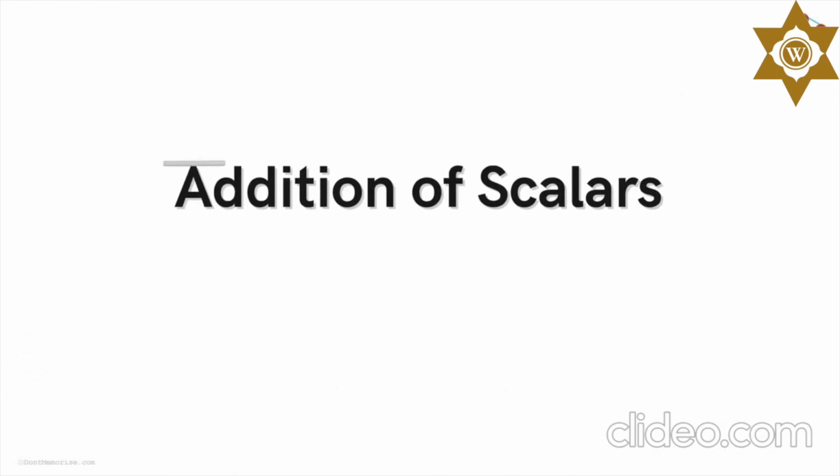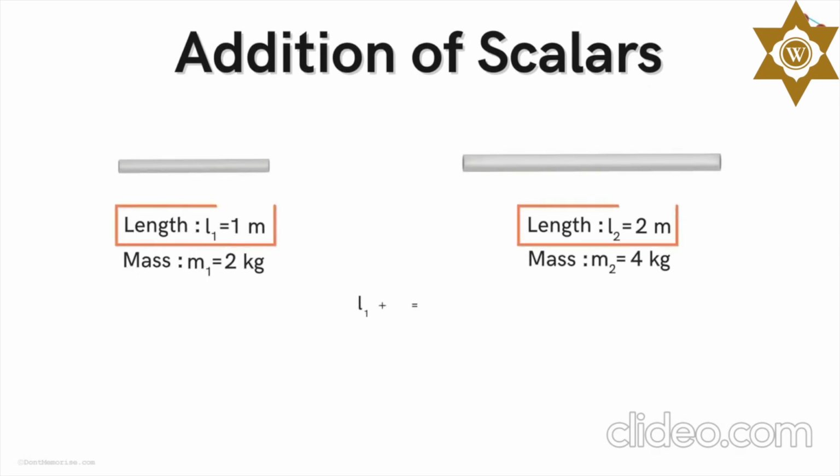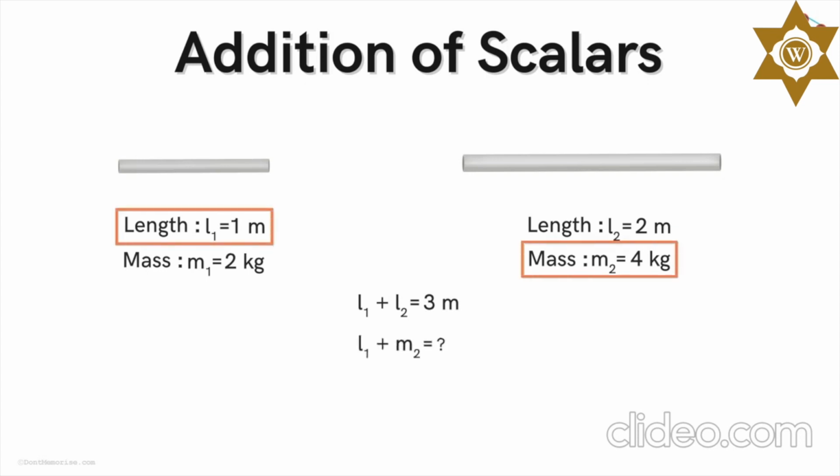Suppose we have two rods with their respective lengths and mass as this. Can you tell me what will be the sum of the lengths of the two rods? It's easy, right? It will be 3 meters. But now, what if I ask you to add the length of the first rod with the mass of the second rod? Does it make sense?